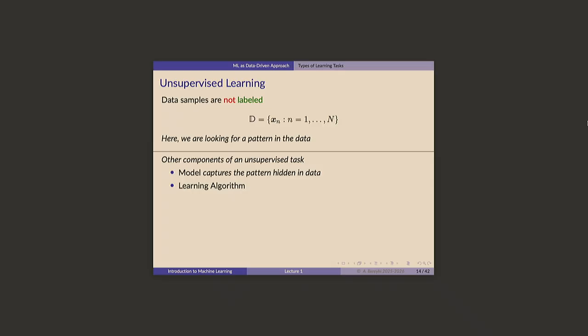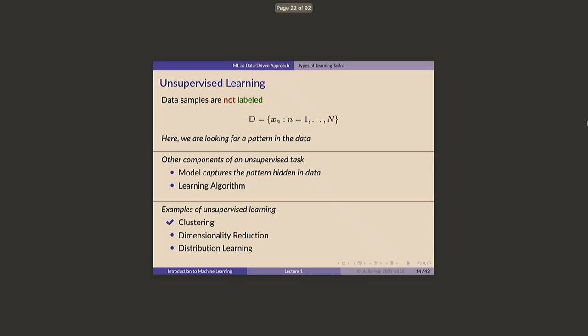Basically, what the model does here is capture the pattern hidden inside the data. For example, it tells that the data actually looks like a Gaussian distribution, clustered into two different Gaussian bells, each of them happening here and there, right? This is something we're going to do in clustering. The learning algorithm looks at that data and tries to find the best way that you can describe this pattern.